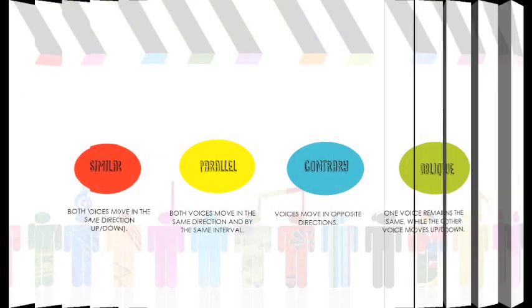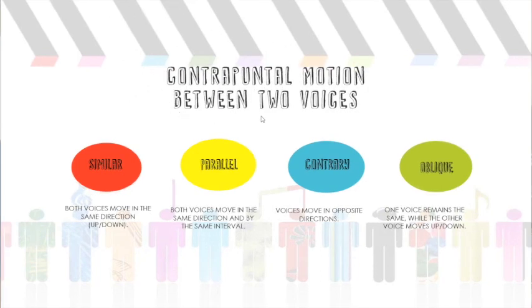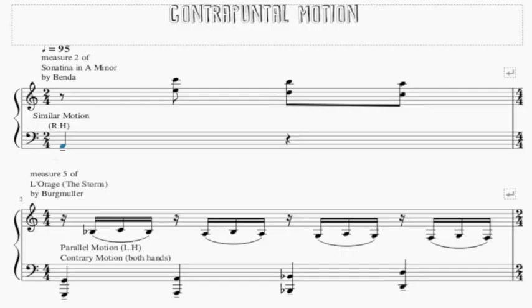Now let's look into contrapuntal motion between 2 voices. Contrapuntal motion between 2 voices can be categorized as similar, parallel, contrary, and oblique. In similar motion, both voices move in the same direction, so they either both move up or they both move down.